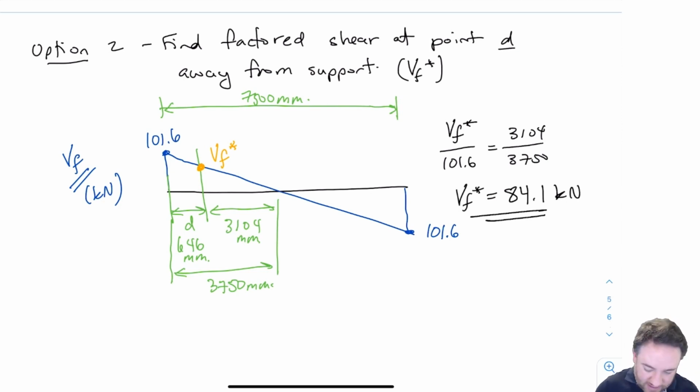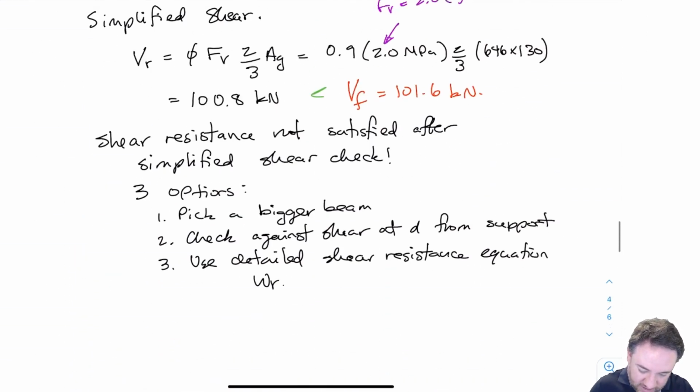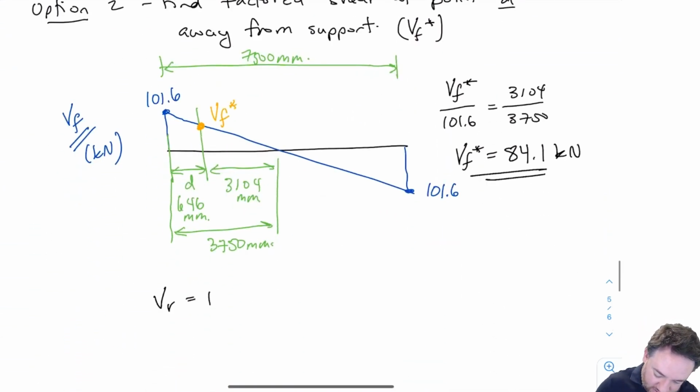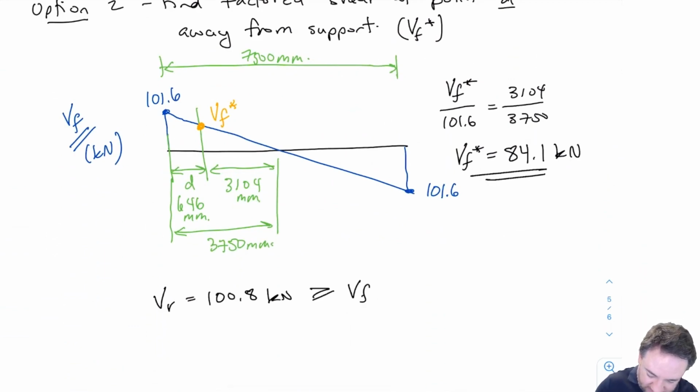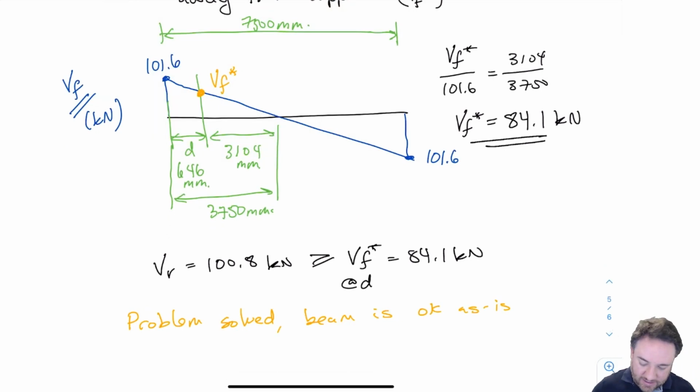Brilliant. Okay, so now our VR, remember what we calculated, we can use this VR from simplified shear of 100.8. So if our VR is 100.8 kilonewtons, it is greater than our VF at D away from the support, which equals 84.1 kilonewtons. So therefore, problem solved, and the beam's okay as is. Excellent. So that's our first option for squeezing some strength out of the beam.